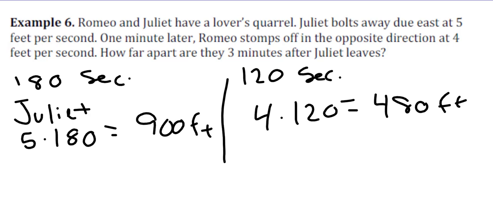So now we need to figure out how far apart they actually are in total. So what do we need to do here? We need to add two numbers together, correct? So we got 900 plus 480 would give us 1,380 feet. So that's how far away Romeo and Juliet are from each other after their lovers quarrel.